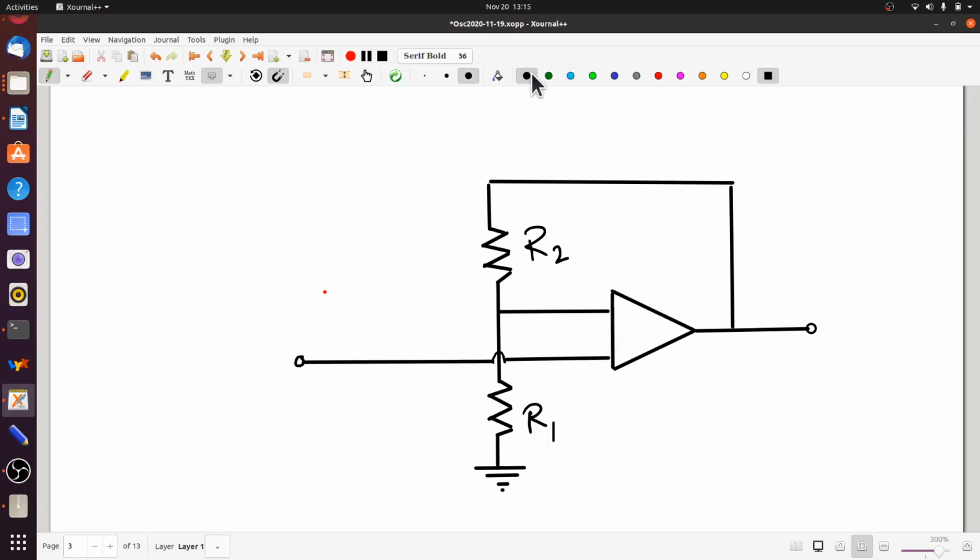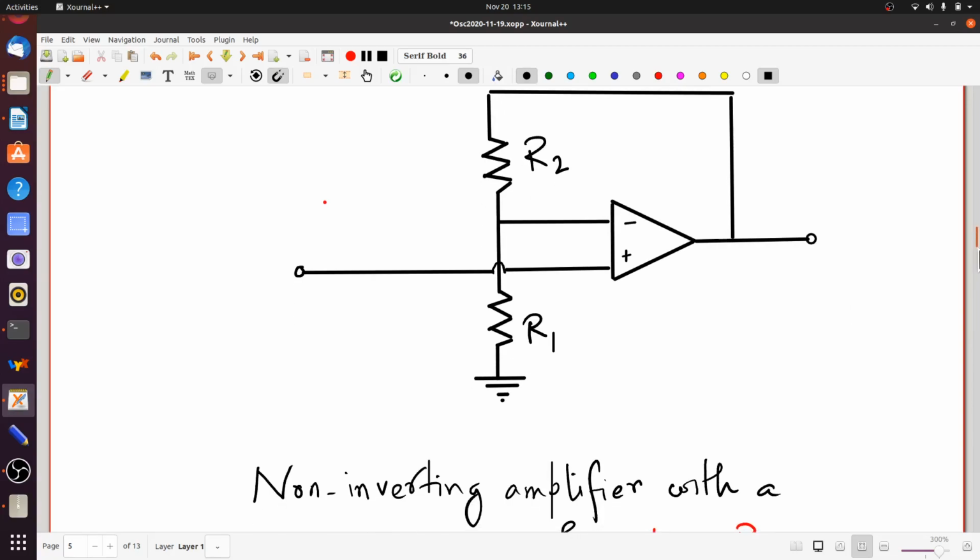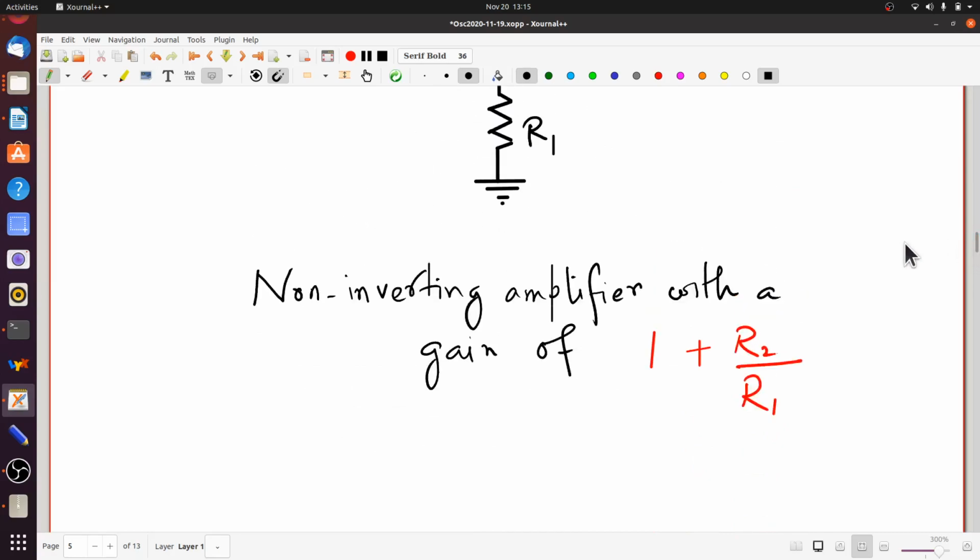Okay, let me just remind you that by convention, the upper input is always the inverting one. So if I were to mark it, this will be minus, this will be plus. The input is supposed to be given here, the output taken here. This is simply a non-inverting amplifier with gain of 1 plus R2 by R1. This is a standard circuit which you are pretty familiar with. We have already seen this in our discussions on op-amps. This is one part of the Wien Bridge oscillator circuit. An amplifier, the gain is 1 plus R2 by R1.